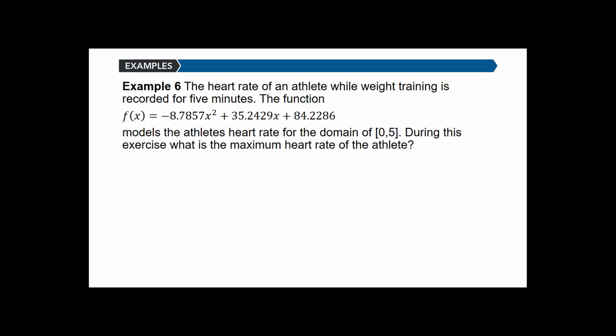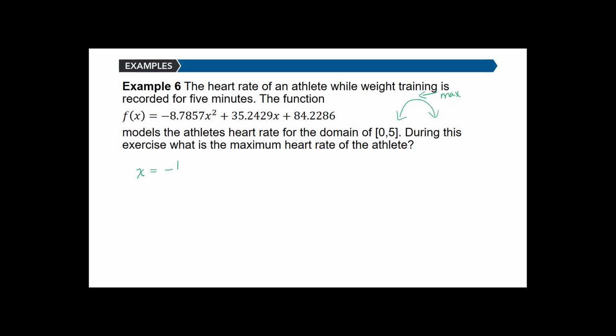So notice that we have a quadratic function given. The coefficient of a is negative, which means that the parabola would open down, so the maximum value will occur at the vertex. We want to find the maximum heart rate, which means we need to find the y value of the vertex. To find that, we first need to find the x value.